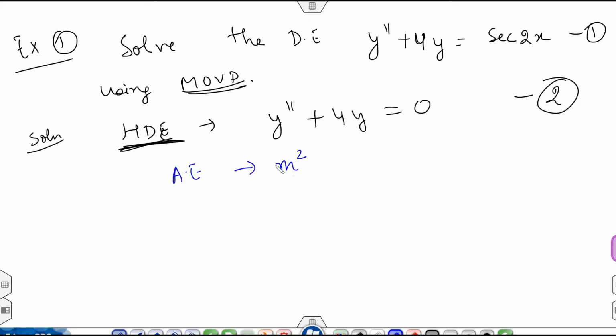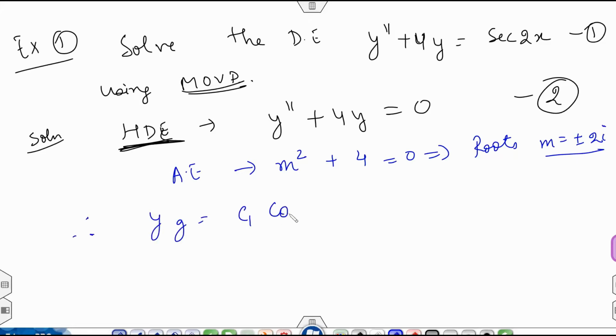The auxiliary equation is given by m square plus 4 equal to 0. This implies that the roots are m equal to plus minus 2i. So now what will be the general solution? Therefore yg will be C1 cos of 2x plus C2 sin of 2x.